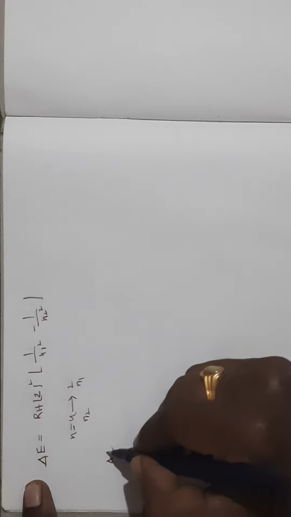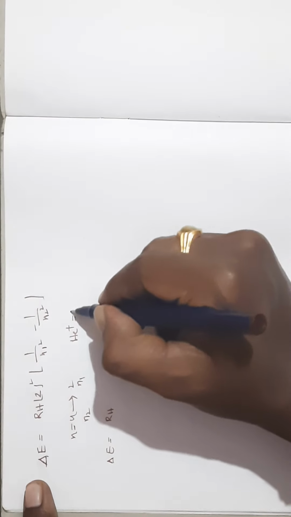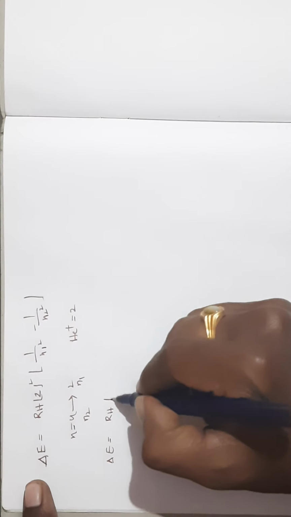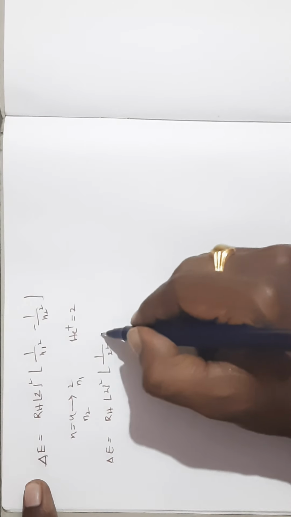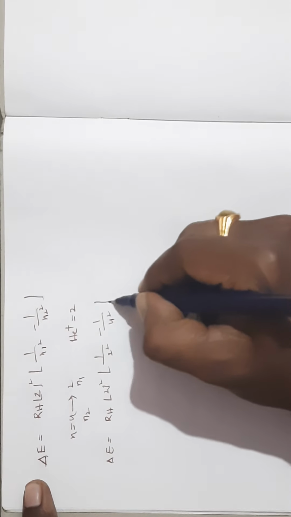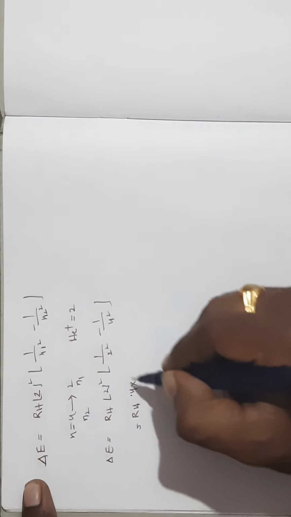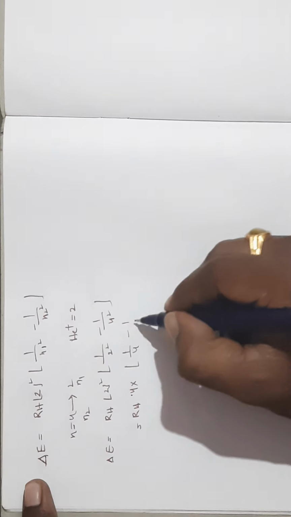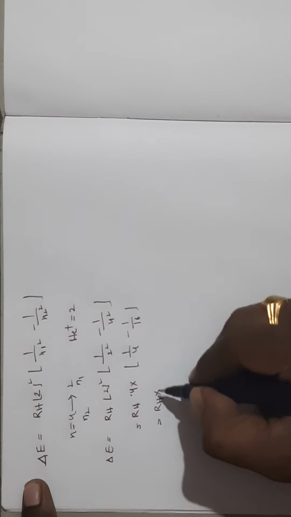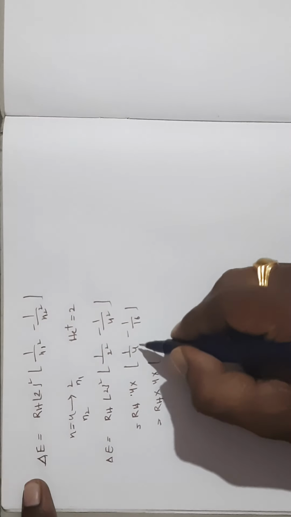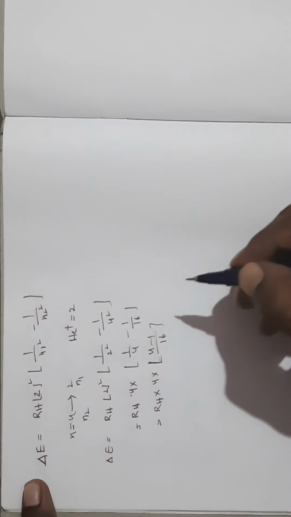Then delta E is equal to RH into, for the helium plus atom, the atomic number is 2. So RH into Z square means 2 square, into 1 by N1 square, which is 1 by 2 square, minus 1 by 4 square. So RH into 2 square means 4, into 1 by 4 minus 1 by 16. If you take the LCM of 4 and 16, that is 16 again. So 4 into 4 minus 1 by 16 will come, LCM.